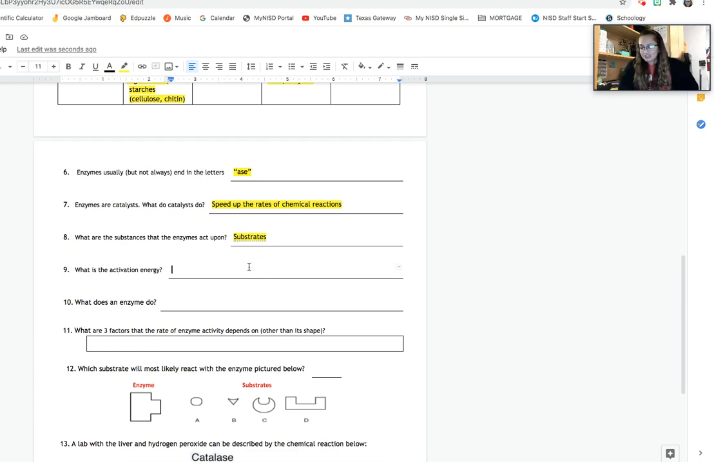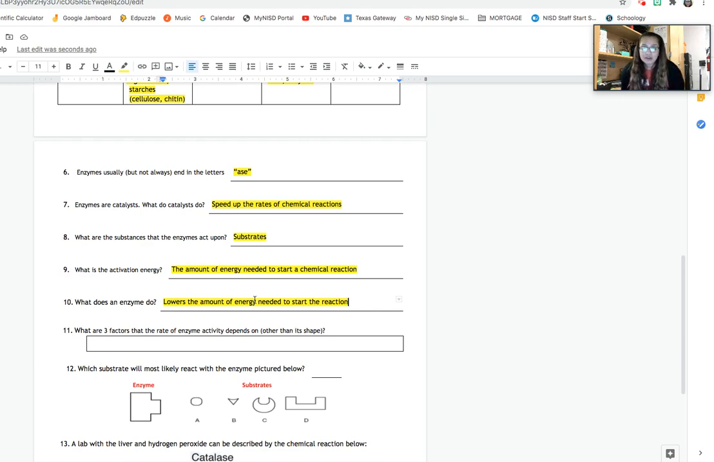What is the activation energy? It's the amount of energy needed to start a chemical reaction. Every chemical reaction needs energy. What does an enzyme do? Well, the enzyme lowers the amount of energy needed to start the reaction. So again, activation energy is the amount of energy needed. An enzyme lowers that amount of energy.